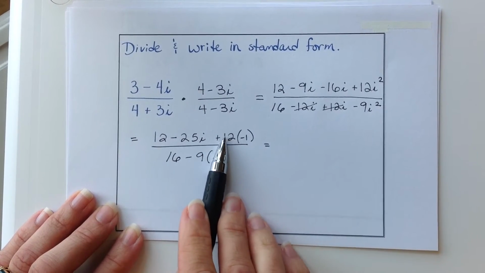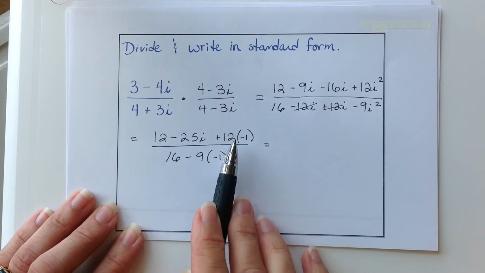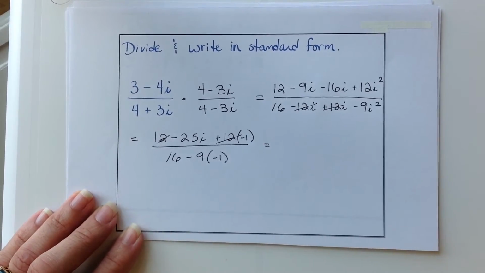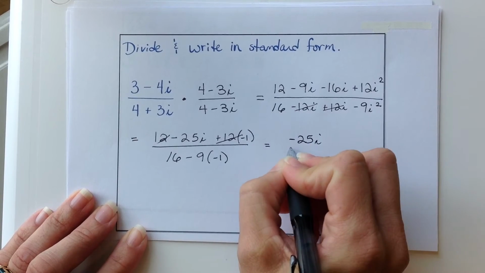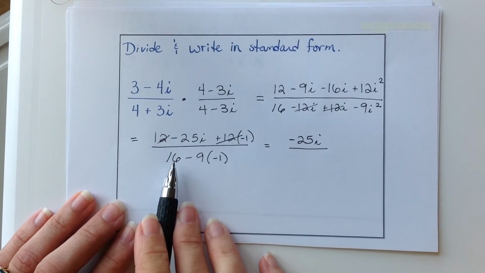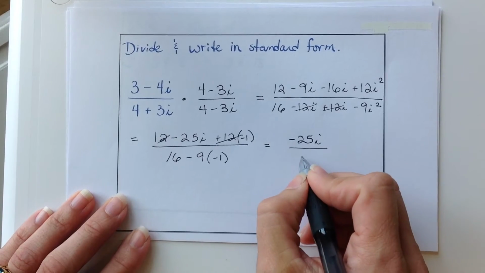Now this is going to end up being the same thing as a negative 12. So you have 12 minus 12. Those are going to happen to add out. They may not. That just varies from problem to problem. So I have negative 25i left on the top. Same thing here. You multiply these two together. A negative times a negative is a positive. So this is the same thing as just 16 plus 9, which is 25.